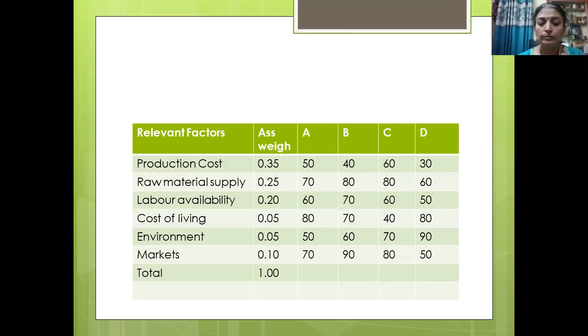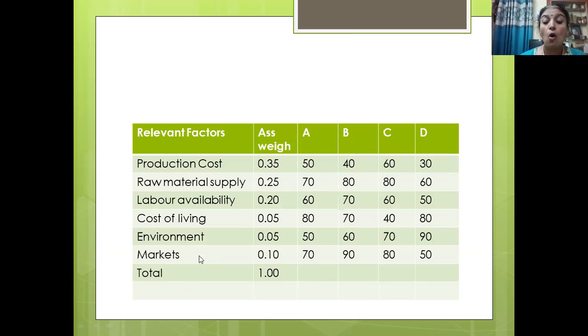What should we do? These assigned weights should be multiplied with the factors in A and with B and also with C and also with D. Then what happens? See here, 50 into 0.35, that will be the score of A. And 40 into 0.35, that will be the score of B. And 60 into 0.35 will be for C. And 30 into 0.35 for D. This is for the production cost.